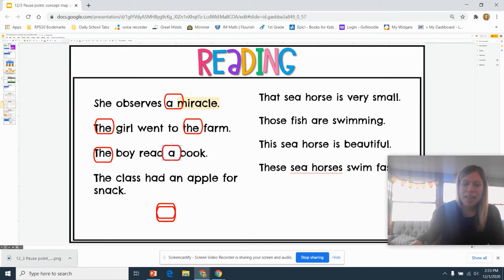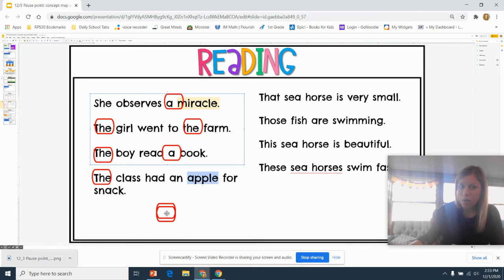Last one. The class had an apple for snack. Do you see some nouns? Oh, I see one. Do you see the class? That would be a thing. Which class? The class. And apple. There's our thing.